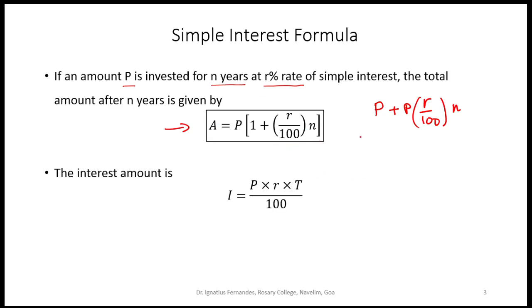If I have to find out only the interest, then the interest can be written as this formula. It is P into R upon 100 into the number of years. The number of years here I am taking as T, or we have used it as N here.